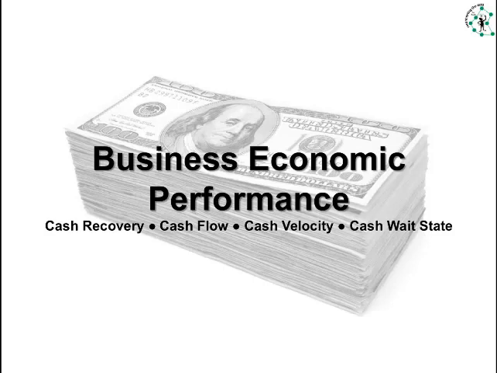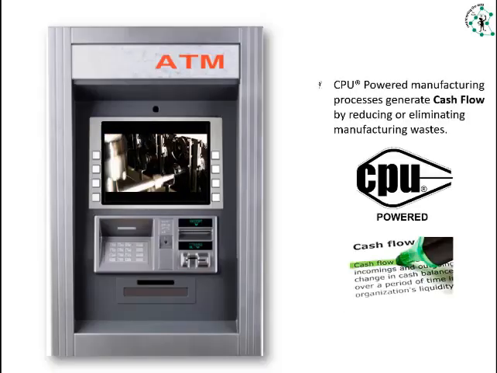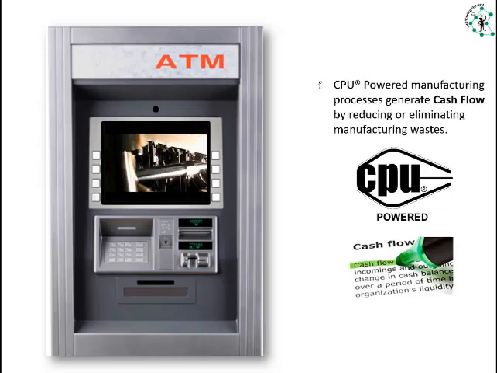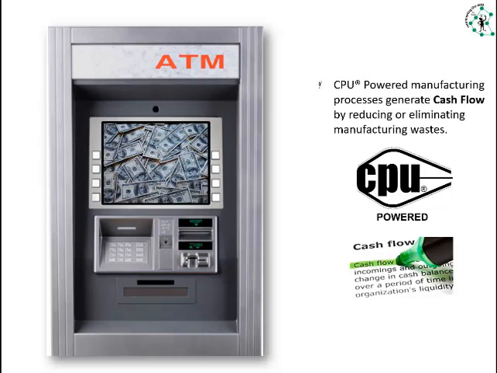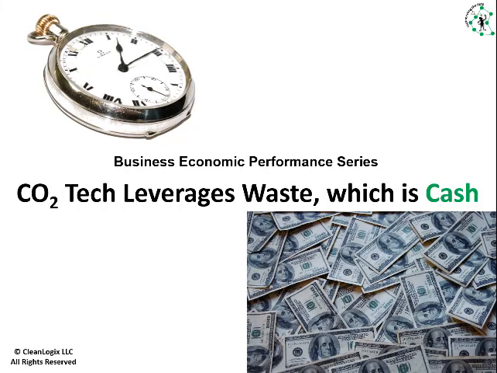A more unconventional CO2 performance metric is business economic performance in terms of cash recovery, cash flow, cash velocity, and cash waste state. CPU-powered manufacturing processes generate cash flow by reducing or eliminating manufacturing wastes. Welcome to our first video in this series entitled CO2 Tech Leverages Waste, which is Cash.